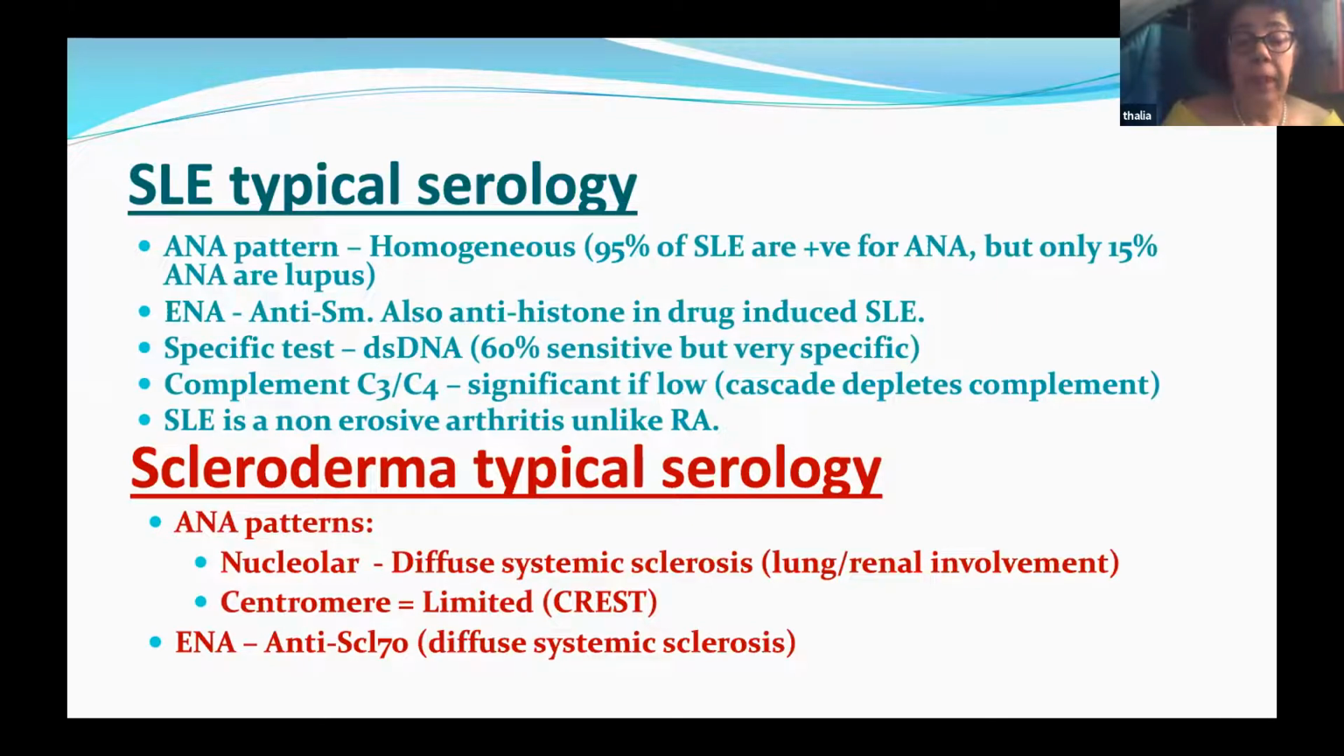Scleroderma can be either limited or systemic. The pattern could be ENA positive and could be either centromere, which indicates CREST. CREST stands for calcinosis, Raynaud's, esophageal dysmotility, sclerodactyly, and telangiectasia, or the SCL70, which is the diffuse and systemic disease.